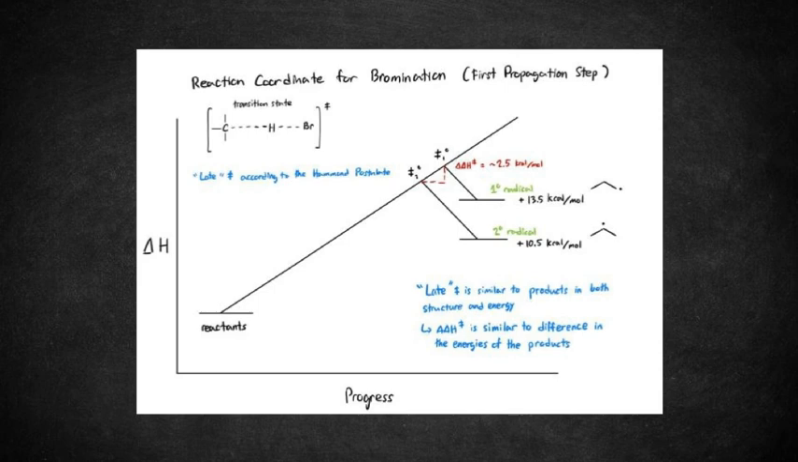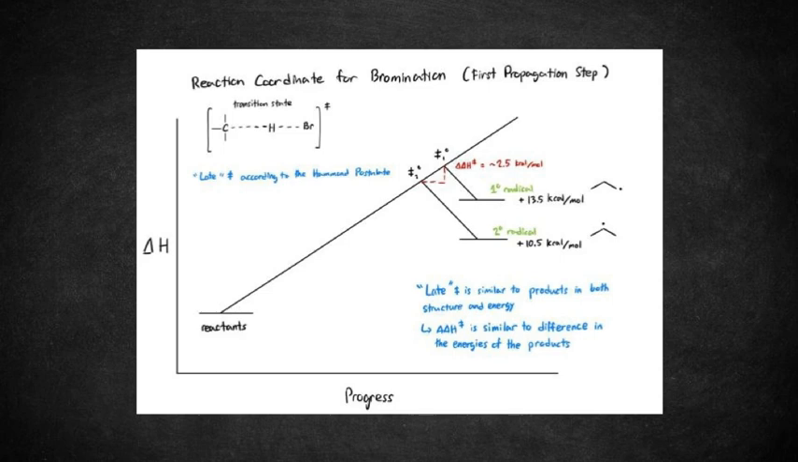According to the Hammond postulate, bromination proceeds via a late transition state, which more closely resembles the radical products both structurally and energetically. This is indicative of an endothermic reaction like bromination. The late transition state means that the activation energy difference between the formation of the primary and secondary radicals is larger, approximately 2.5 kcal per mole, compared to 1 kcal per mole in chlorination.